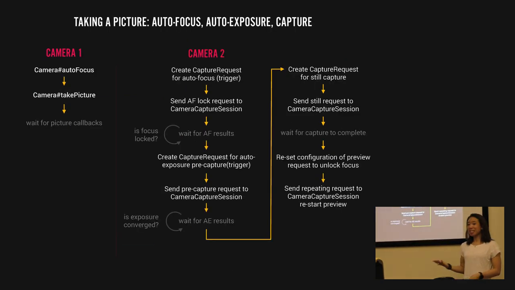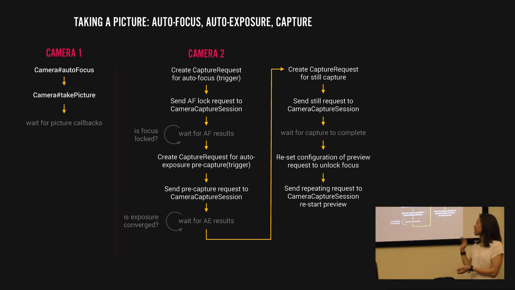All right, so actually taking a picture. Camera 1: autofocus, take picture, wait for picture to come back. Camera 2, sorry. Instead of having everything in that black box taking care of you, you have to know exactly what sequence to trigger things and for things to happen. Before, you just said, all right, camera, autofocus for me. Now you have to hook into that pipeline and send out triggers and say, hey, trigger the autofocus. And you have to wait for that autofocus to lock.